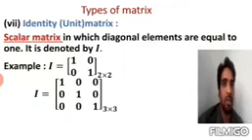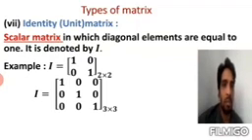Now the next one, a very important type of matrix, is the identity matrix. It is a scalar matrix in which all diagonal elements are equal to 1, and it is denoted by I. As in the previous one, the scalar matrix, all diagonal elements are equal. Here again all diagonal elements are equal, but they are equal to only 1. When they are equal to 1, it becomes an identity matrix, or it is called a unit matrix.